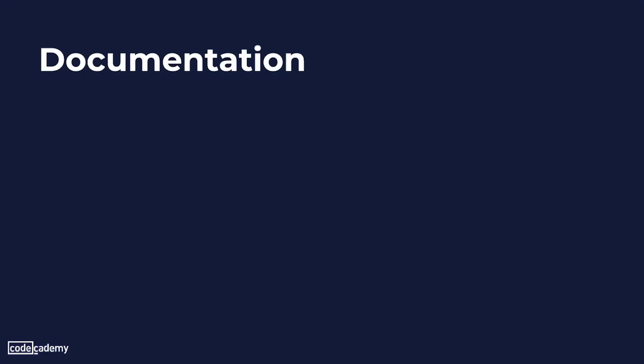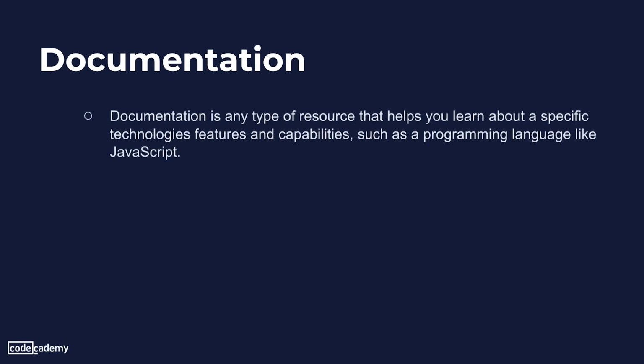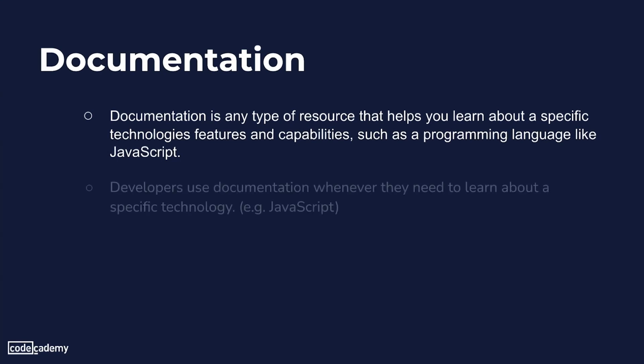If you're getting into programming or even a seasoned software engineer, it is likely that you'll be working with documentation very often. So what is documentation in the first place? Well, we already saw some examples in it, but to put it plainly, documentation is any type of resource that helps you learn about specific technologies, features, and capabilities, such as a programming language like JavaScript. Developers use documentation whenever they need to learn about that specific technology that they're interested in.